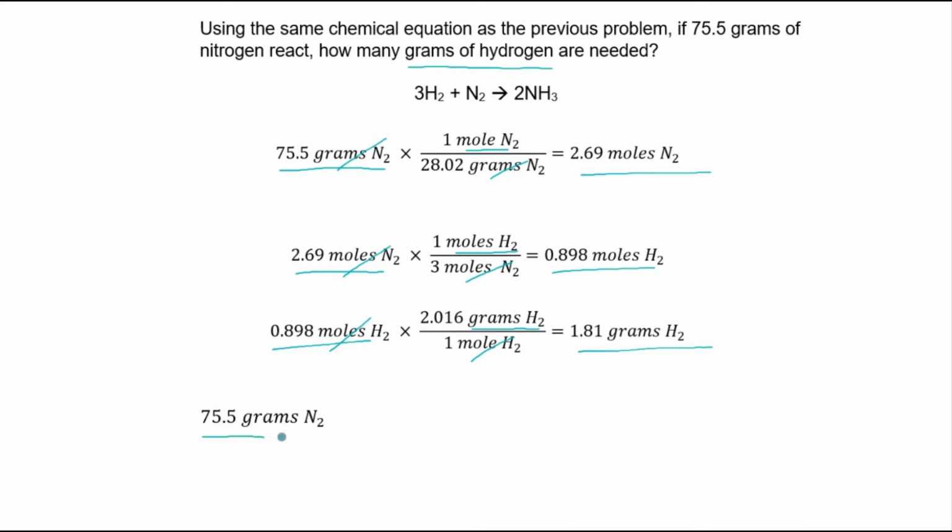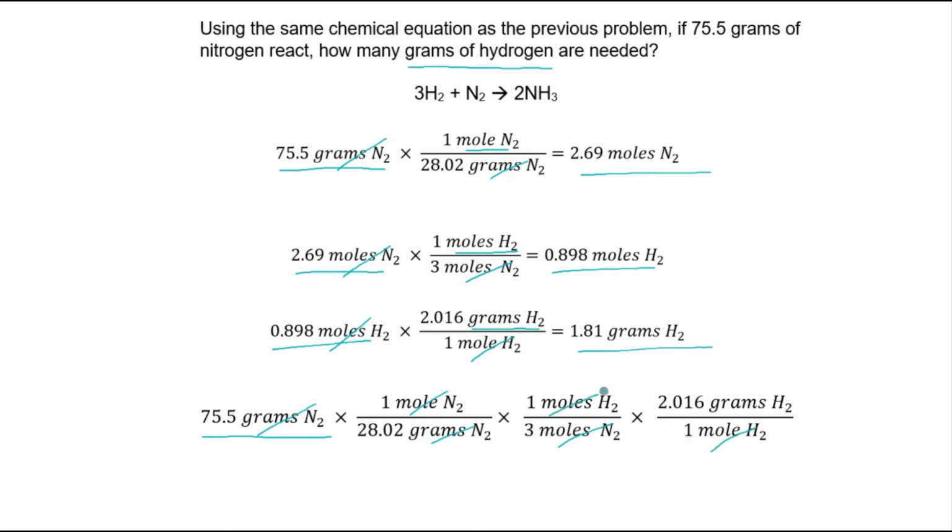So starting with my 75.5 grams of nitrogen, my first step was to convert to moles. So here's my molar mass, again making sure that my grams of nitrogen cancel. Next, I used my mole ratio to convert from moles of nitrogen to moles of hydrogen. So again, I made sure that my moles of nitrogen canceled. Now I have moles of hydrogen, but for my final step, I wanted to convert to grams of hydrogen. So here's the molar mass. My moles of hydrogen cancel. I'm left with grams of hydrogen. And now I can plug this longer equation into my calculator, and I still get my 1.81 grams of hydrogen.